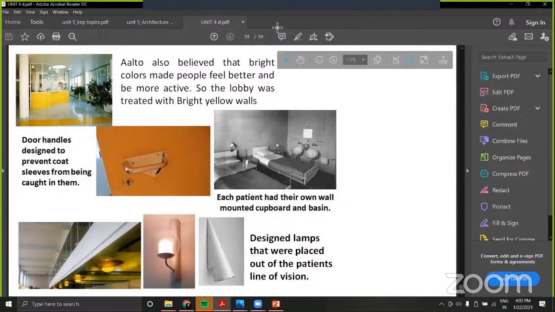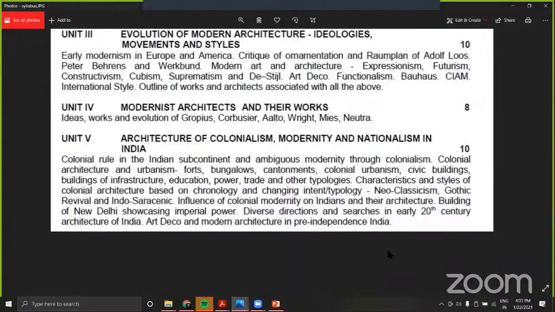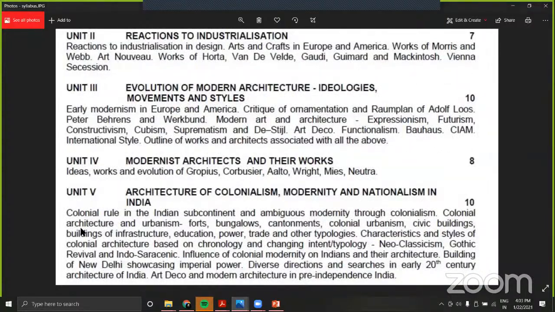Since we are finishing with the fourth unit, we will move on to the fifth unit. Since it is a very vast unit, we will be seeing only the important things here. I'm not taking all the buildings within it; for example, on the Indo-Saracenic side we'll see one building, and on the colonial side we will see one building.